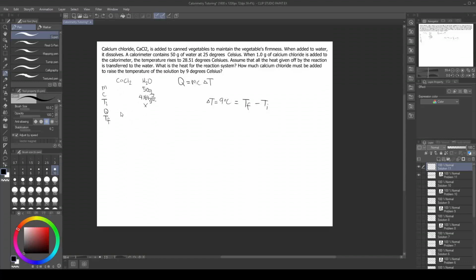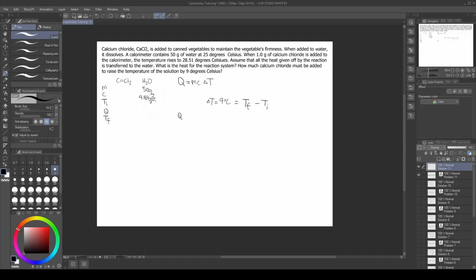Well, the trick is the fact that it gives us the change in temperature, which is 9 degrees Celsius, means that we don't have to care about initial temperature and final temperature. So if you look at everything right here, we basically have enough information to solve for the heat, because we already have change in temperature, so we don't care about these guys. And the only thing that we're actually missing is heat. So we can actually solve for this. So let's try solving that.